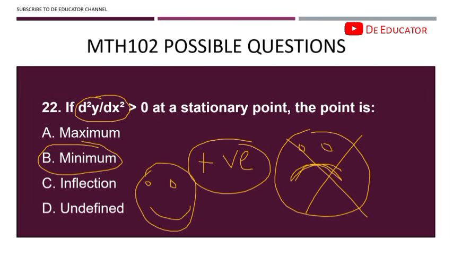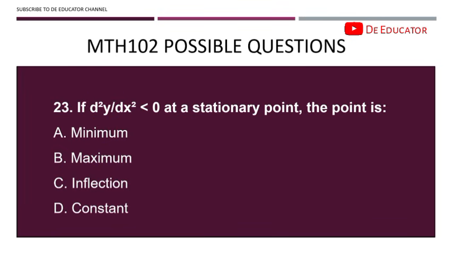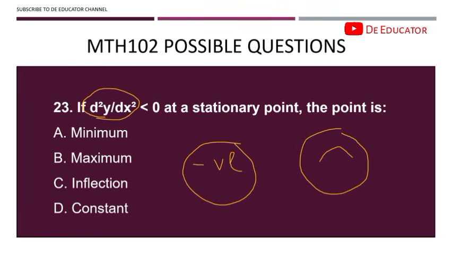If it is greater than 0, that means it's positive. If it's less than 0, it means it is negative. Question 23: if the second derivative is less than 0, which means it is negative, it means it is frowning. And if it is frowning, the point is a maximum. So the correct answer is maximum.